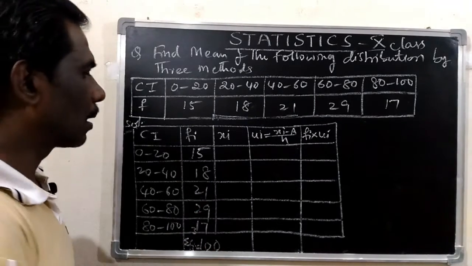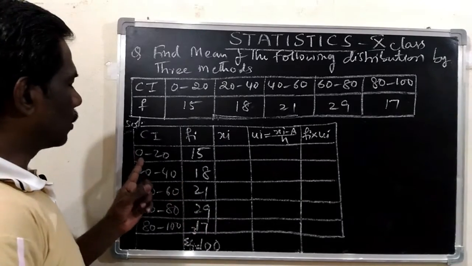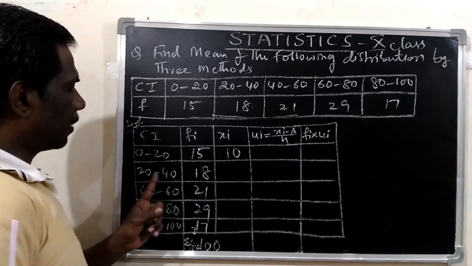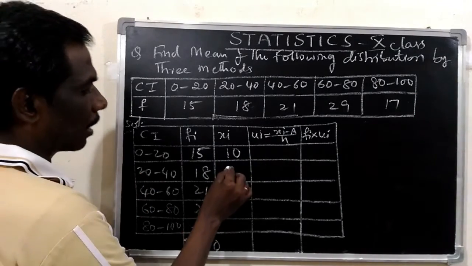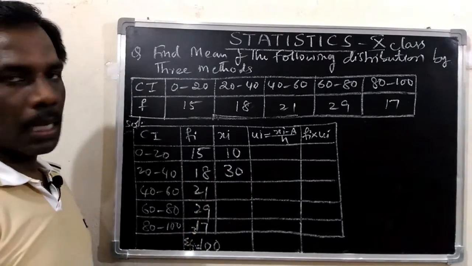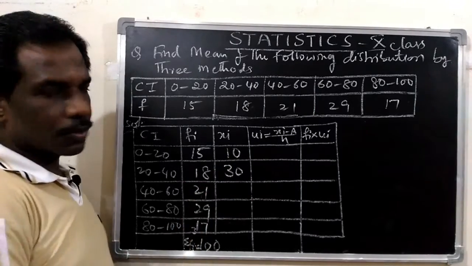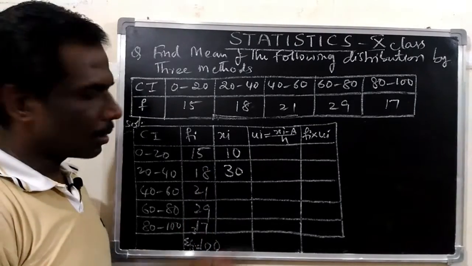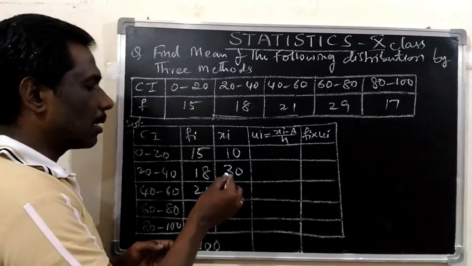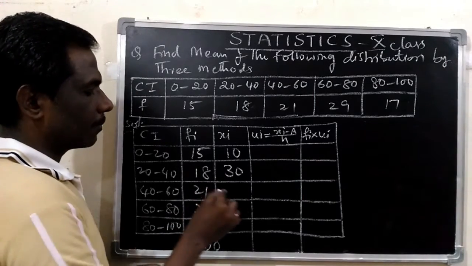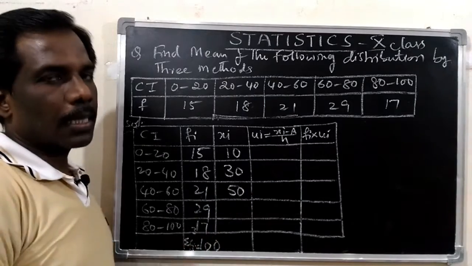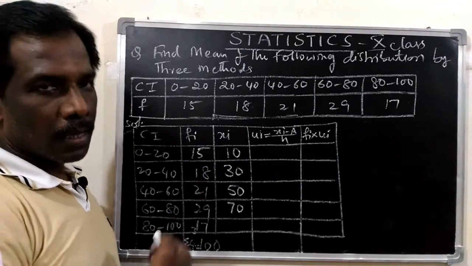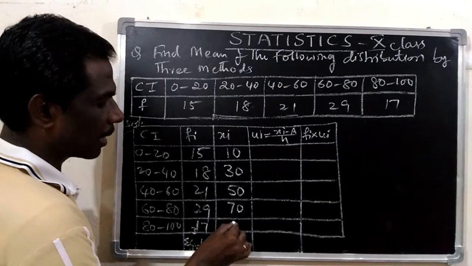Total is 100. And the mid value: 0 plus 20 is 20, half of 20 is 10. 20 plus 40 is 60, half of 60 is 30. Now if we observe these two values, 10 is increased by 20. The difference between these two is 20. So again we increase 20 to 30, we get 50. Again increase 20 to 50, we get 70. Again increase 20 to 70, we get 90.